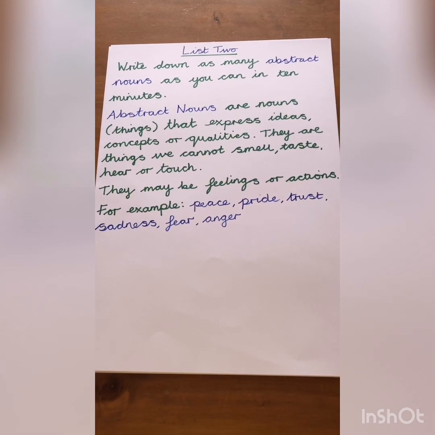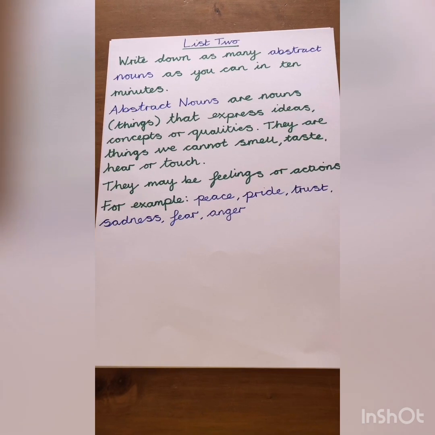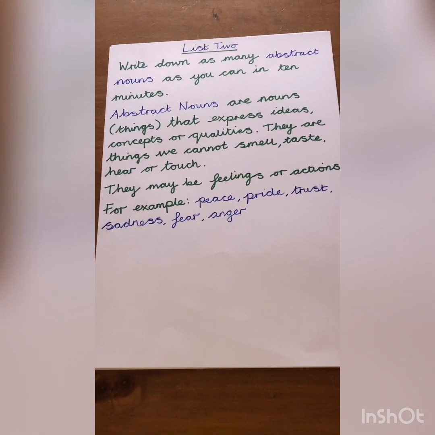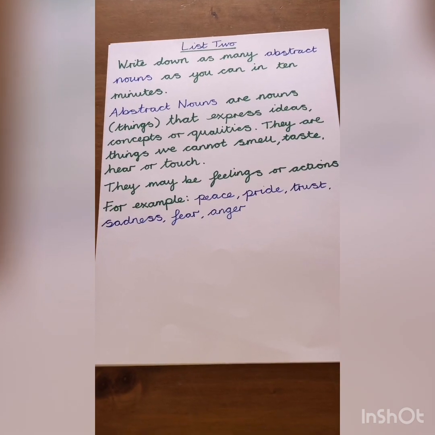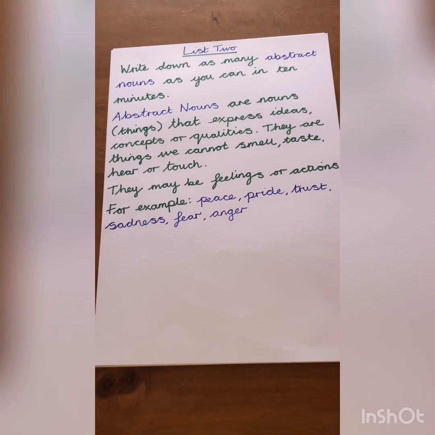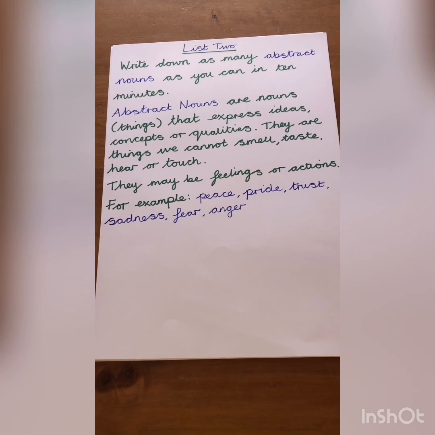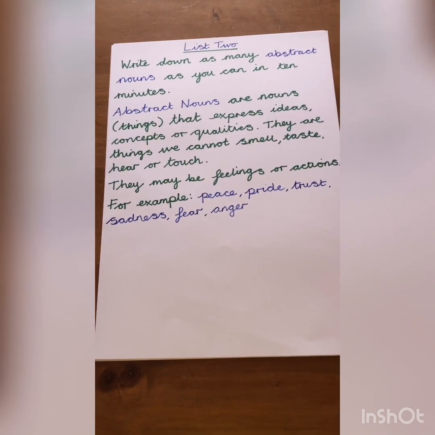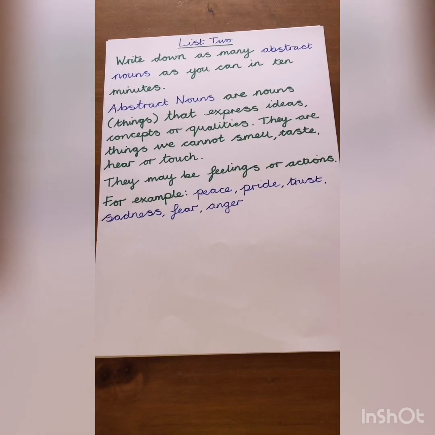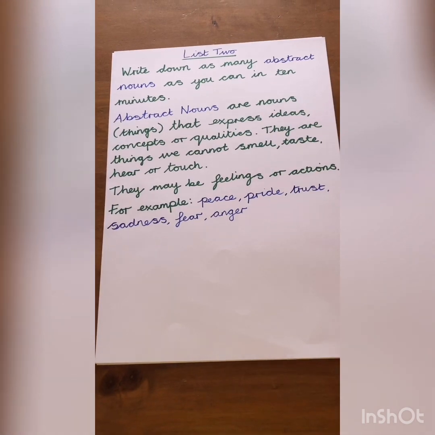Step 2. You need to write down as many abstract nouns as you can in 10 minutes. Now, abstract nouns are nouns that express ideas, concepts, or qualities, and they are things that we cannot smell, taste, hear, or touch. So they may be feelings or actions. For example, you could use peace, pride, trust, sadness, fear, anger. So pause the video and generate your list of abstract nouns.